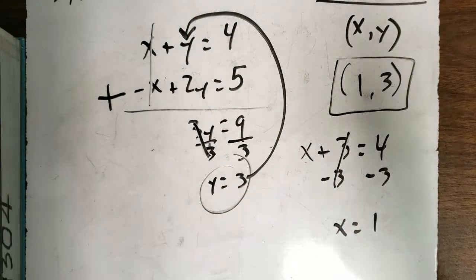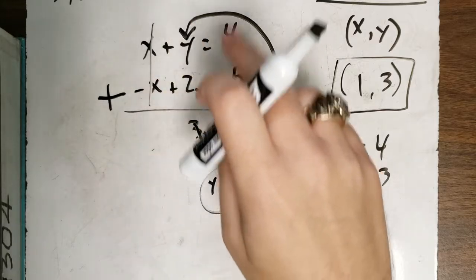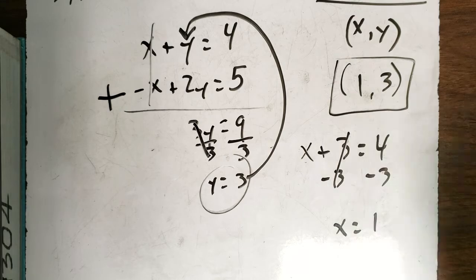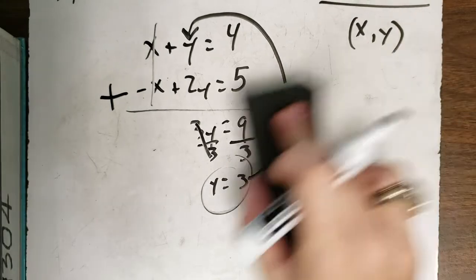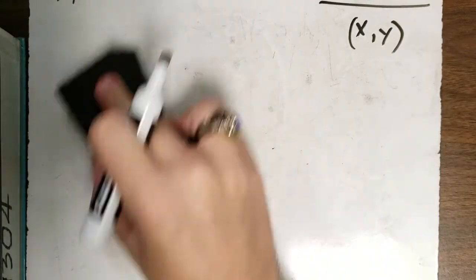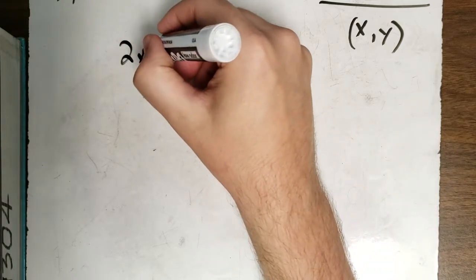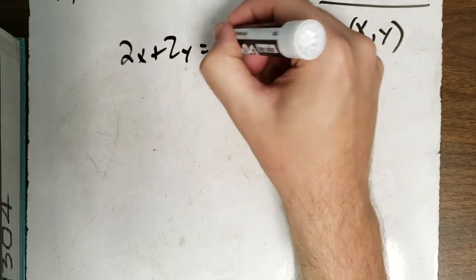So remember, add everything straight down. That's what we're trying to do: cancel out a letter by adding straight down. Let's move on to another problem. 2x plus 2y equals 10.